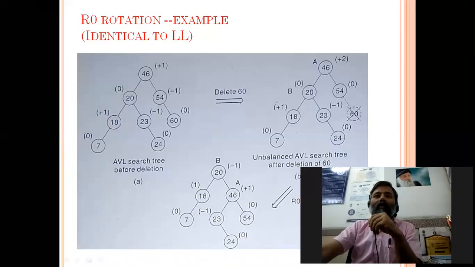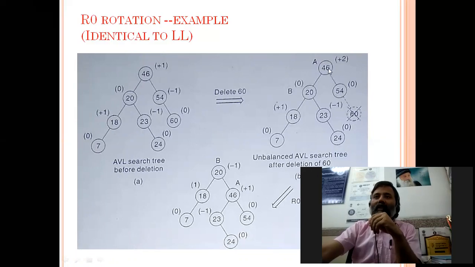Now, this is the AVL search tree. We are deleting this node 60. After deletion of the 60, we are computing the balance factor again, and you can see this node has a balance factor of plus 2. So we are moving from this deleted node to the root.